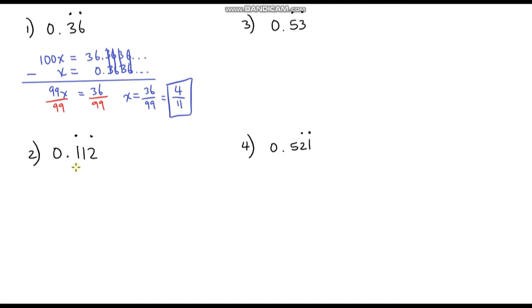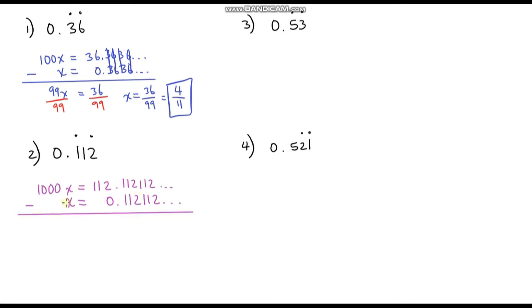Okay, number 2. So first of all, let's write this out equal to x and then write it out in full. Now, how many digits repeat? Well, we've got 3 digits that repeat, so we're going to multiply by 10 3 times, which is the same as multiplying by 1000. So I'm going to multiply both sides by 1000.